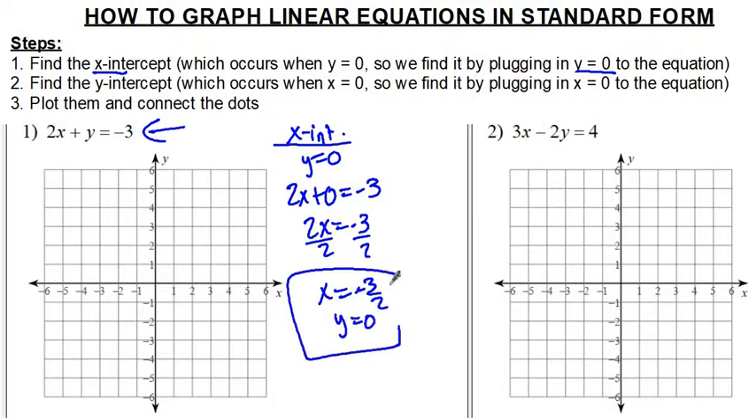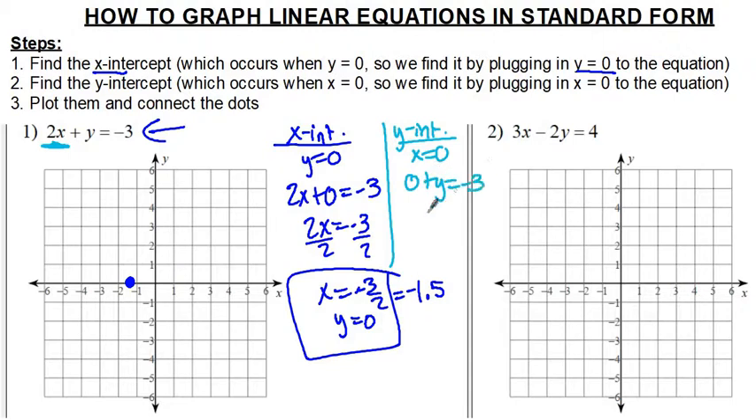So this is the first point that we need to put on our graph. And by the way, -3/2 is the same as -1.5. So our point is going to be at (-1.5, 0), and that's right where I put it right there. Then we need the y-intercept. The y-intercept occurs when x equals 0. That's true for every single graph. So now we'll plug in x equals 0 right there. So 2 times 0 is just 0, plus y equals -3. That means y equals -3 when x equals 0. So our point is at (0, -3), which is right here.